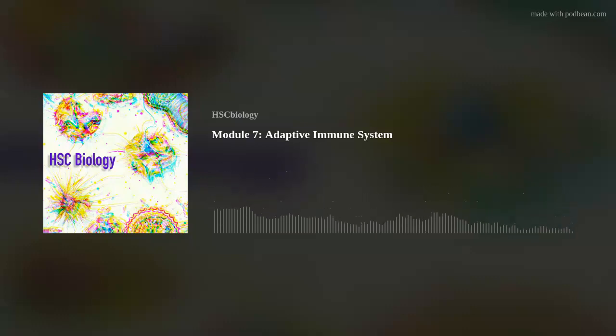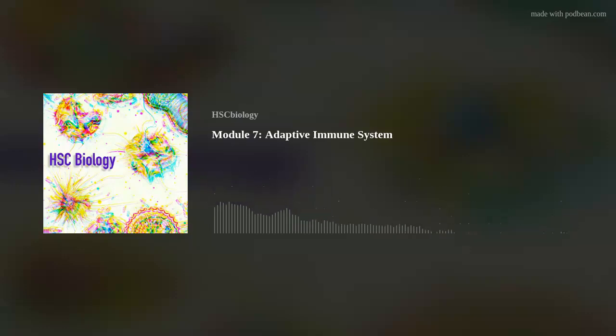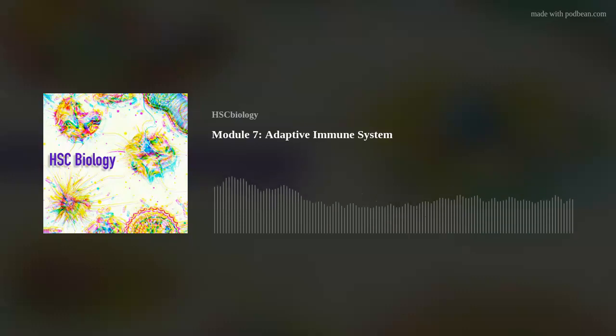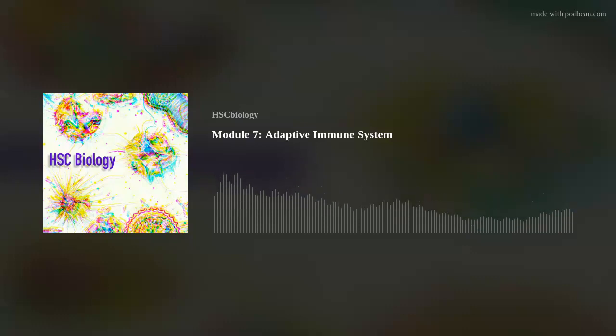So just to recap, that naive B cell presented the original antigen, the thing that was bad, to the T helper cell. The T helper cell releases cytokines that act on that B cell. That B cell starts to differentiate and turn into a unique type of B cell called a plasma cell.